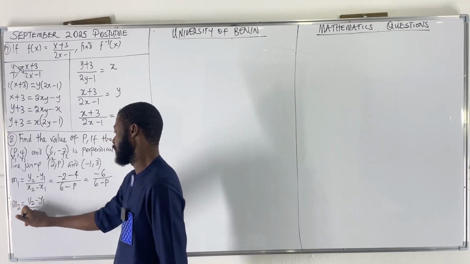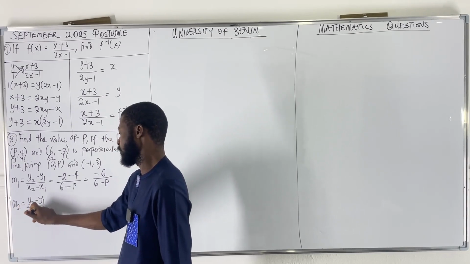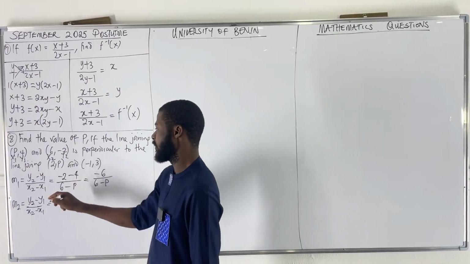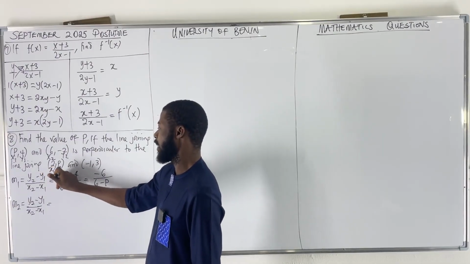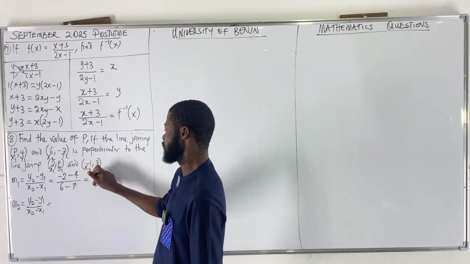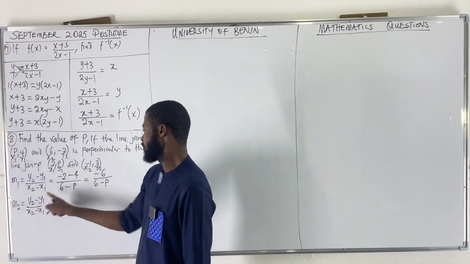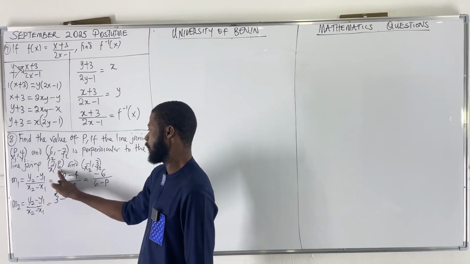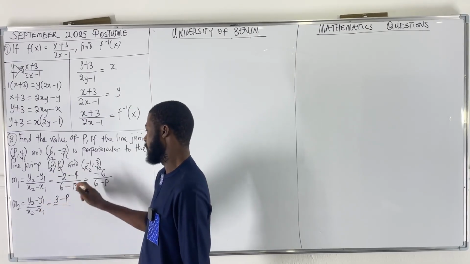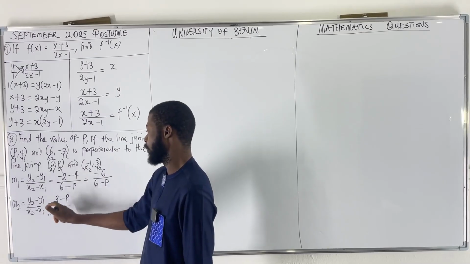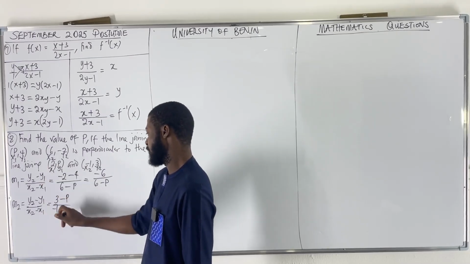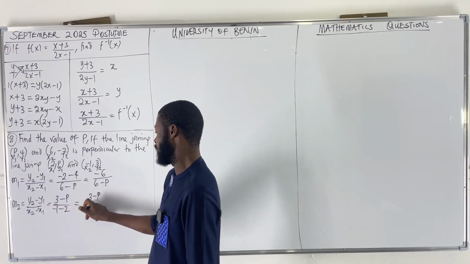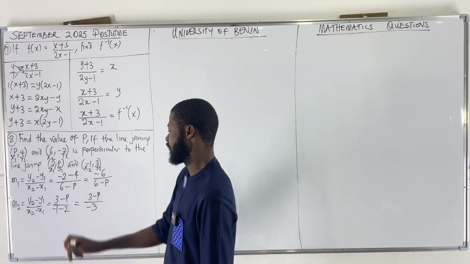y2 minus y1 over x2 minus x1. That's the formula for gradient. So now, these are the two points that we have. This is x1, y1. This is x2, y2. So y2 in this case is 3, minus y1 is p, divided by x2 which is minus 1, minus x1 which is 2. So this will then become 3 minus p divided by minus 3.